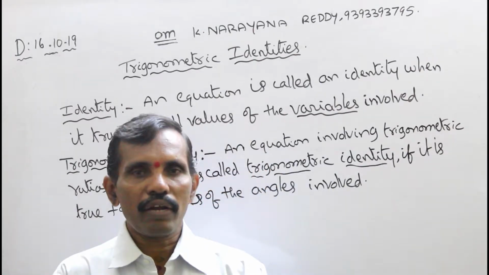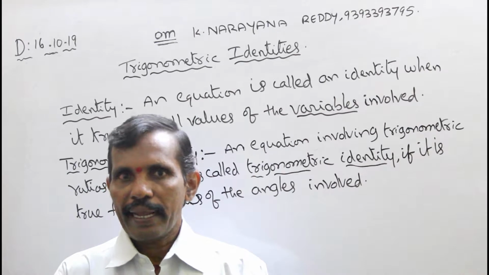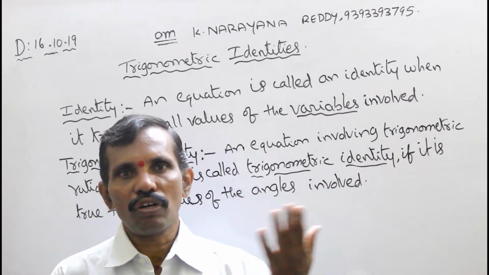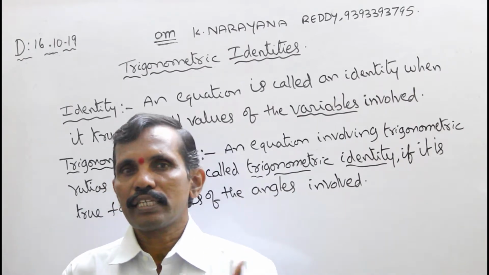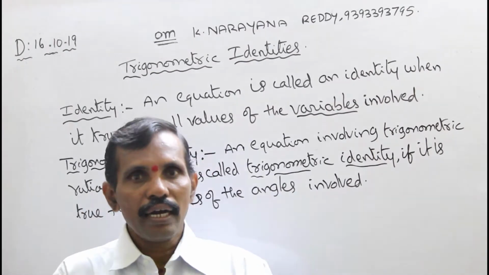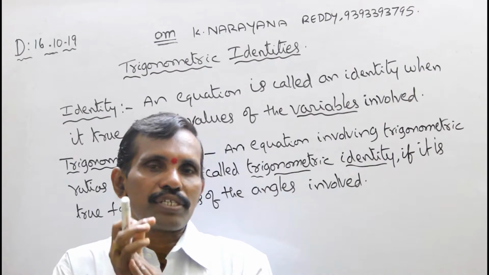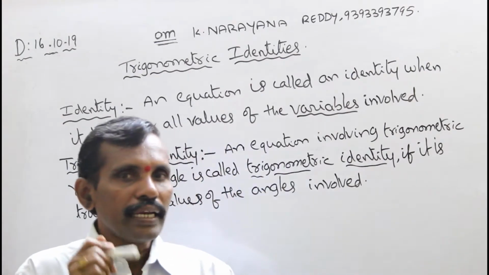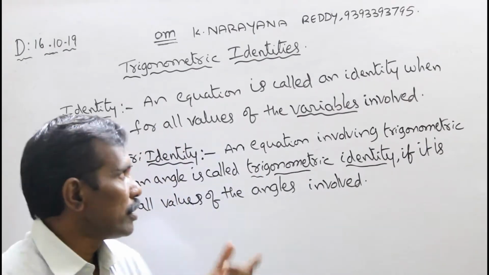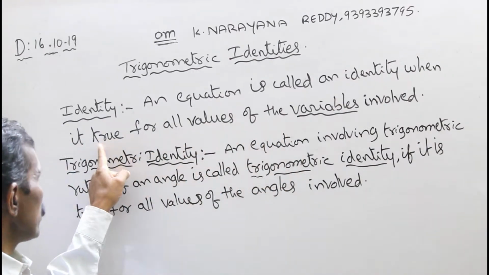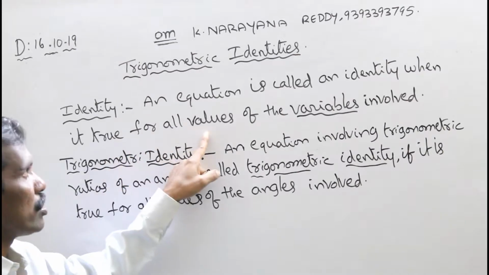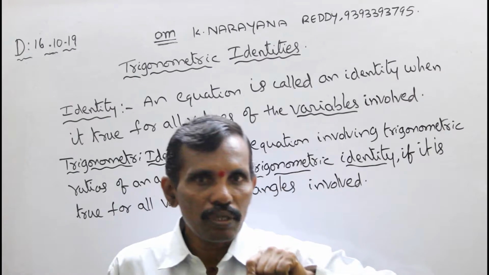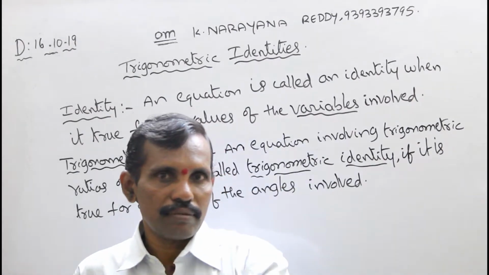Suppose x plus y equals 10. That means 4 plus x is equal to 4, y is equal to 6 is nothing but 10. That is called an identity equation. That equation satisfies the values, which values? x is equal to 4, y is equal to 6. That means when it is true for all values of the variables involved. Which are variables? x and y are variables.